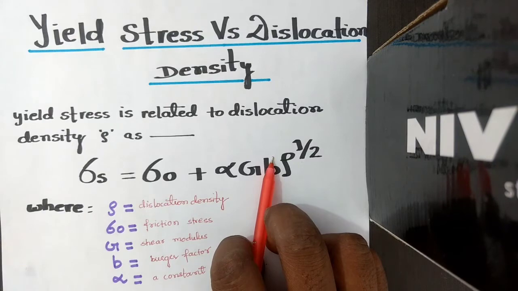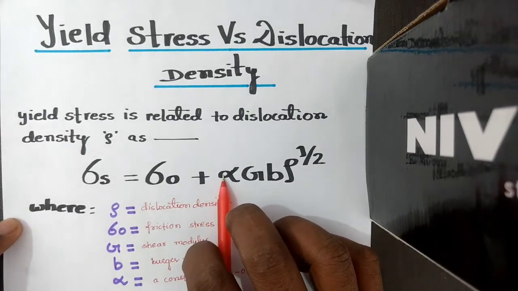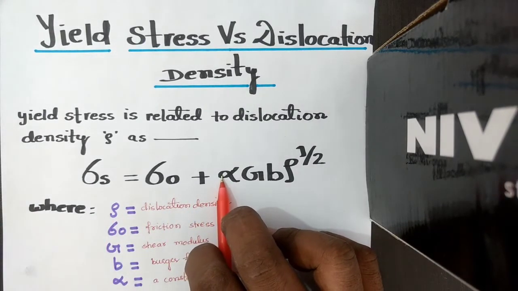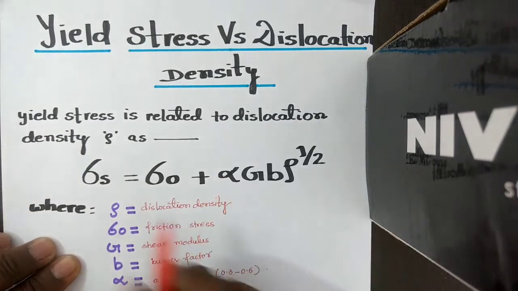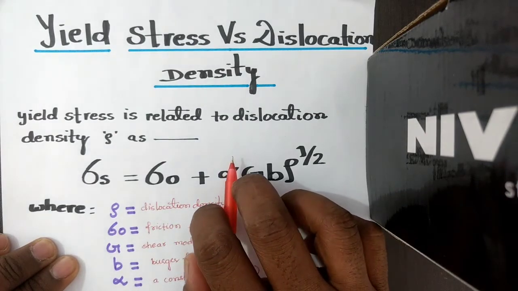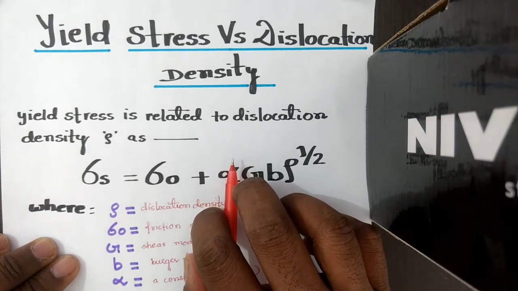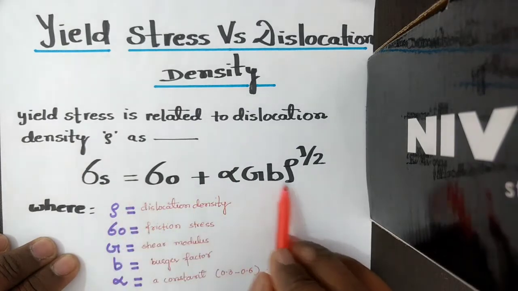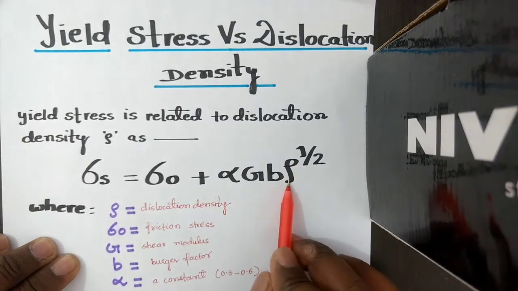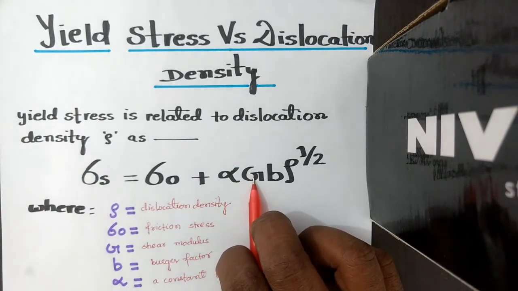And how can dislocations be generated in a material? The basic concept is that when we deform the material, dislocations are generated through the Frank-Read source. What is the Frank-Read source? Every material contains some inclusions, and these inclusions act as a Frank-Read source where dislocations are generated. So as you increase the dislocation density, the yield stress of the material will increase.